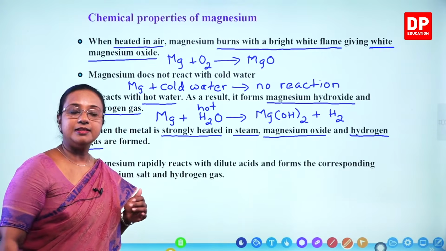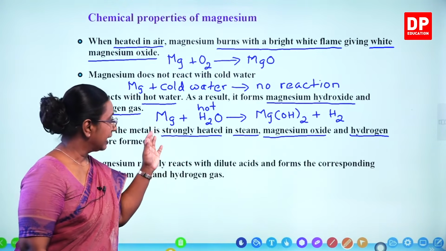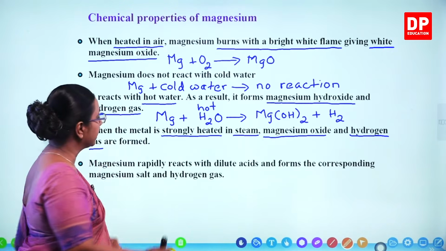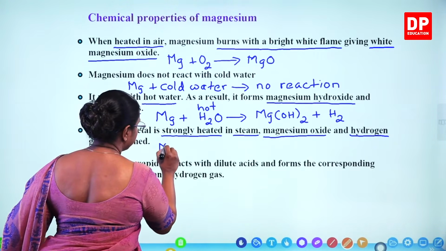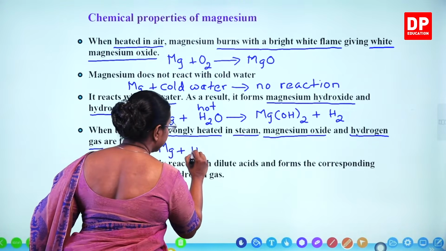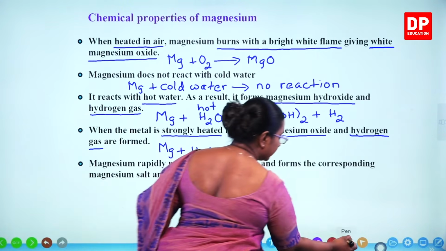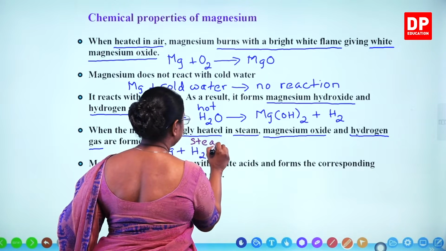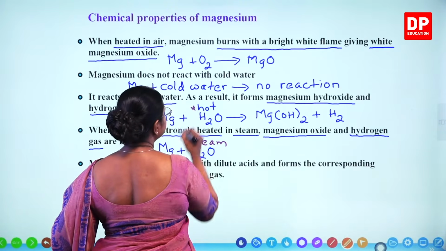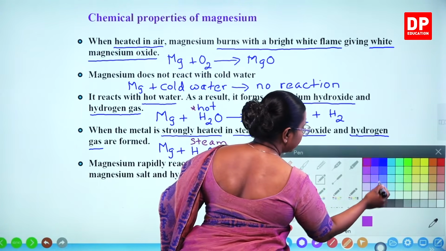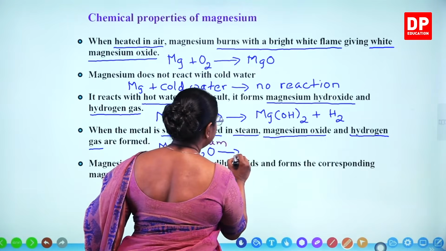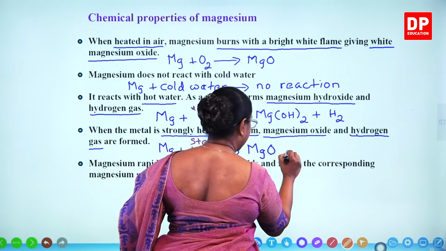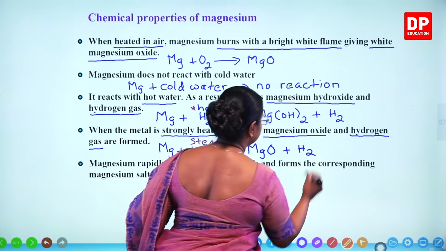So here again there is a difference. Magnesium, water, but in the form of steam. So that is gaseous state. So Mg plus H2O, but here we have to mention this is steam. Here I said it's hot water. So with steam, it will produce magnesium oxide and hydrogen gas.